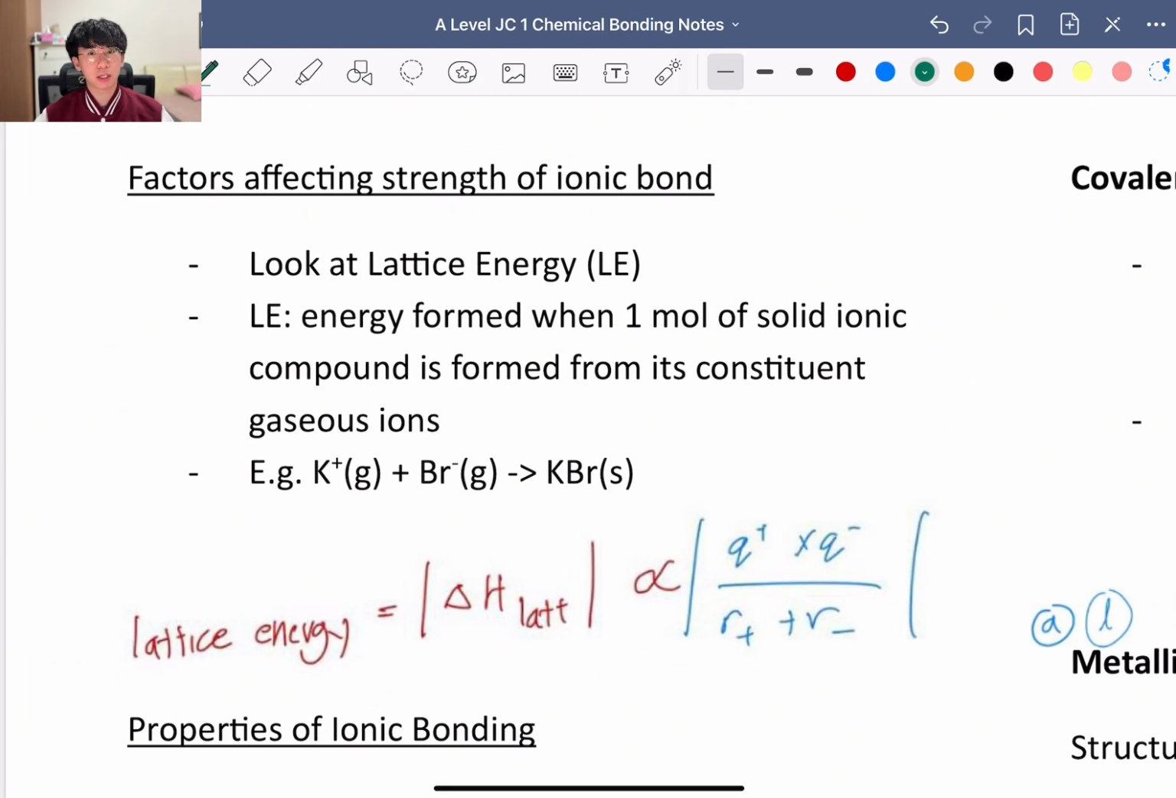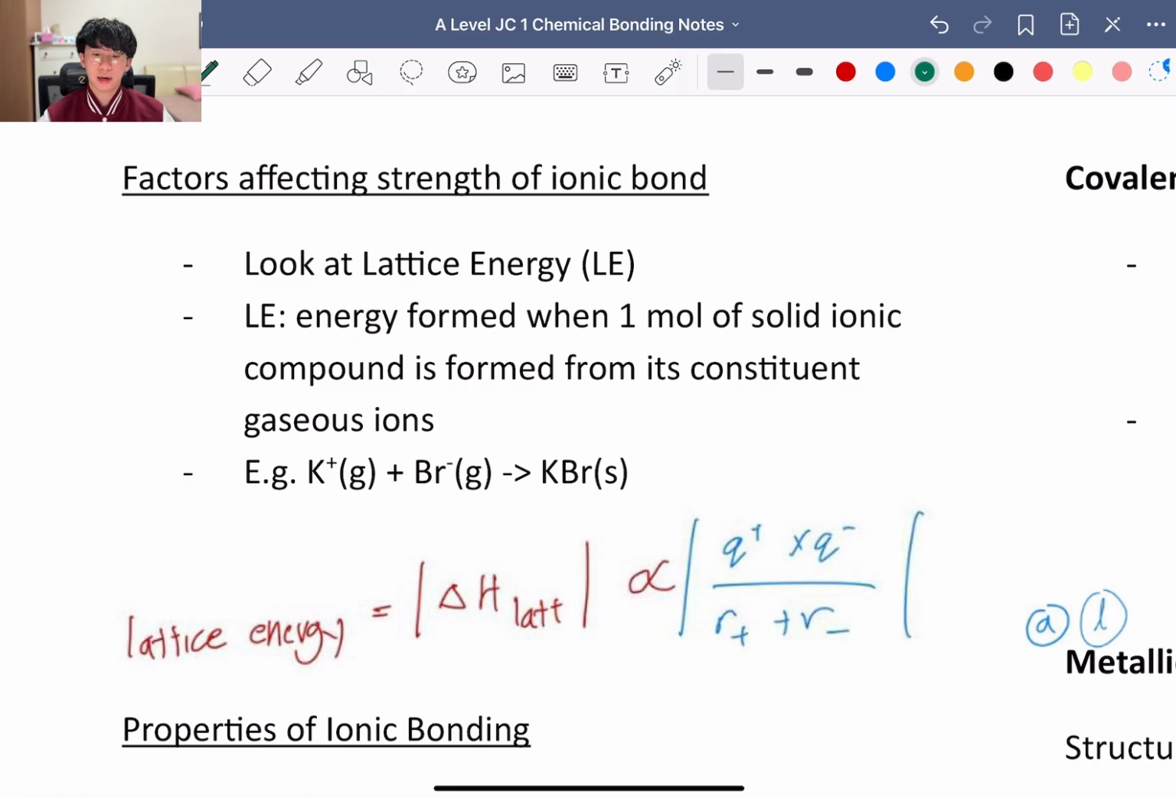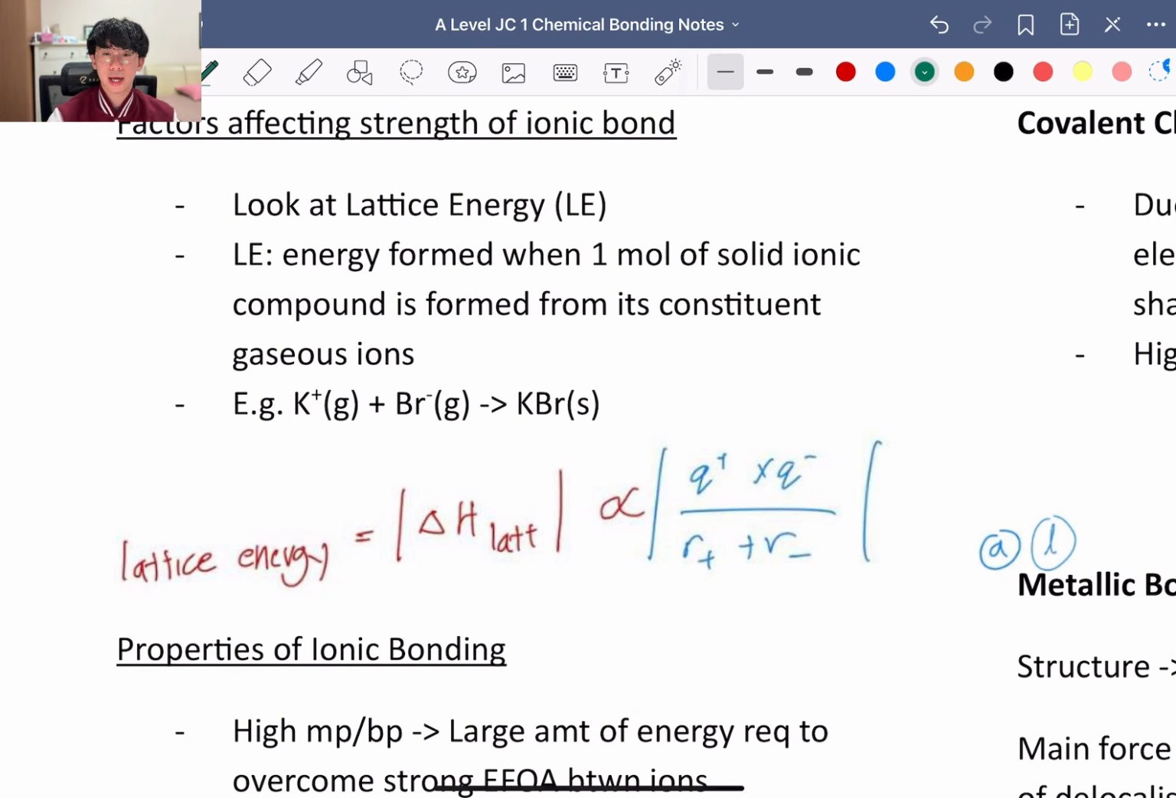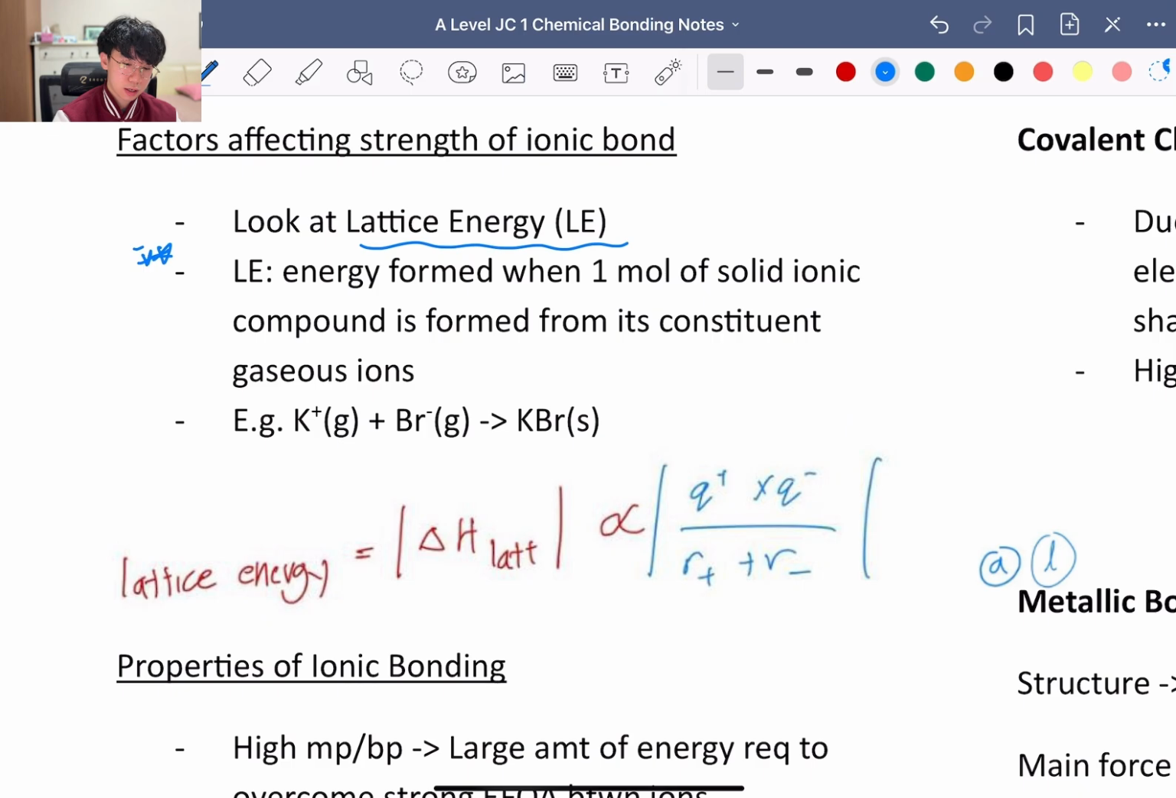And the factors that affect the strength of my ionic bond, you have to look at the lattice energy. And what is lattice energy? Yes, memorize this definition. I don't ask for memorizing that much, but you have to memorize these things. So lattice energy is the energy released when 1 mole of solid ionic compound is formed from its constituent gaseous ions. Again, the states matter, right? And this is taught more in chemical energetics, but we'll talk more about that in chemical energetics.